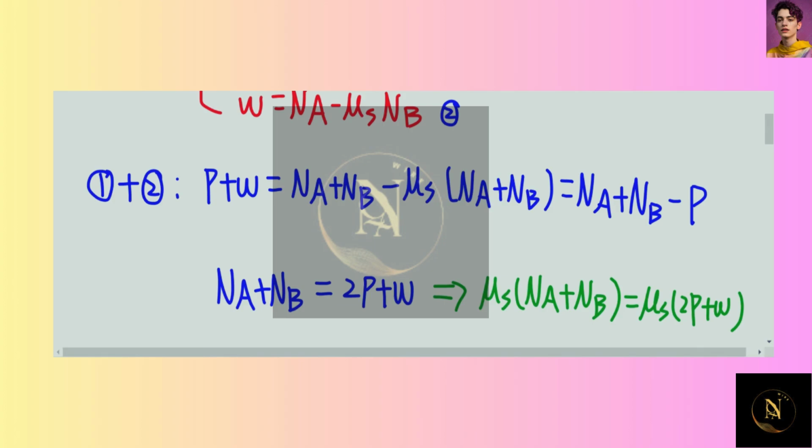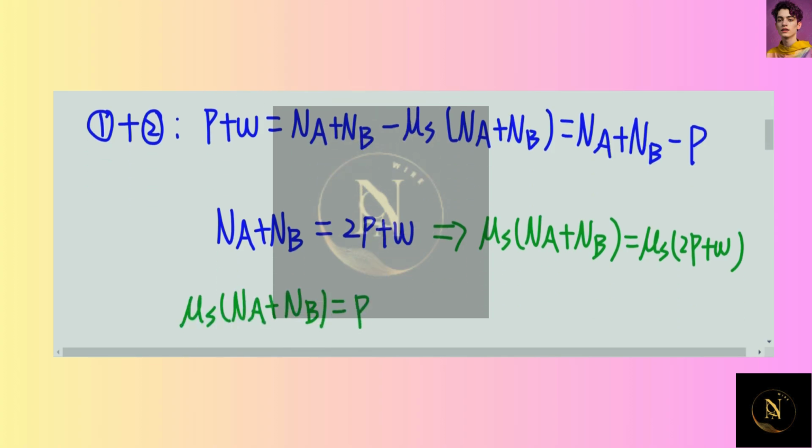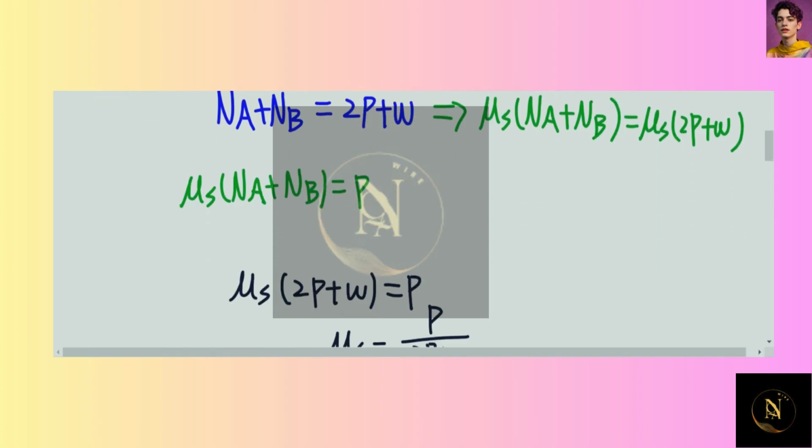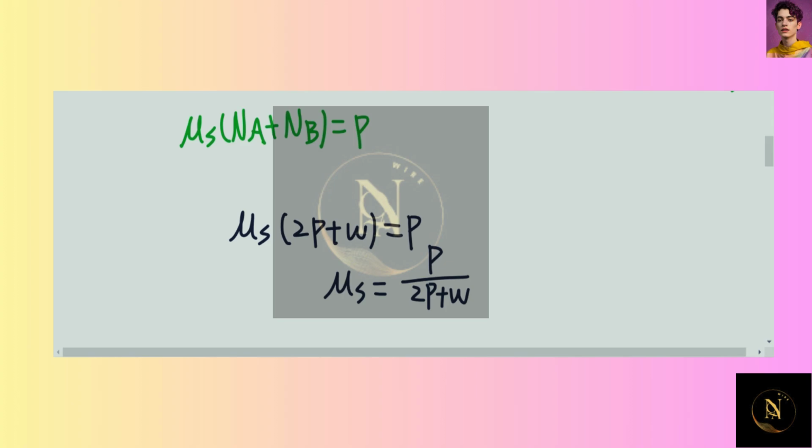So now let's multiply by mu S on each side, and this will give us mu S times (NA plus NB) is equal to mu S times (2P plus W). And remember, mu S times (NA plus NB) also equals P. So now we can set up this equation, which is mu S times (2P plus W) is equal to P. So now we can determine the coefficient of static friction between the hoop and the surfaces at A and B if the hoop is on the verge of rotating, which is equal to P over (2P plus W). And this is the answer for this question.